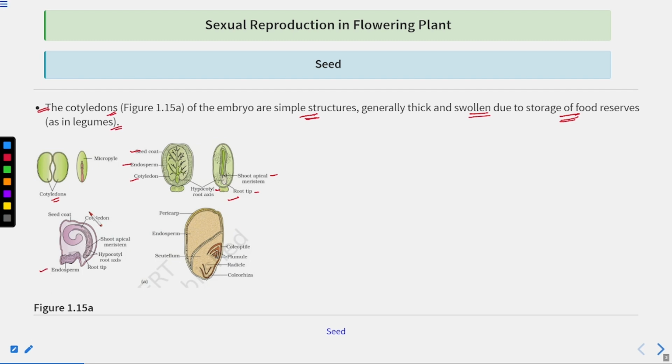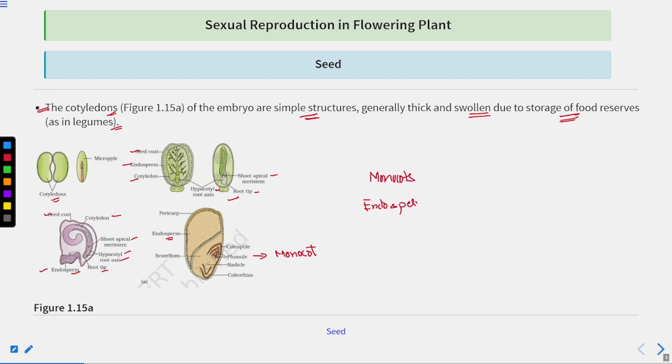Now you can see this is another type of seed. Here you can see the structures: endosperm, the seed coat, and the cotyledon. Then here is the shoot apical meristem, hypocotyl, root axis, and the root tip. Then in this, you can see the monocot seed. Monocots have only one cotyledon. Clear? It has a large endosperm. The endosperm is very large.